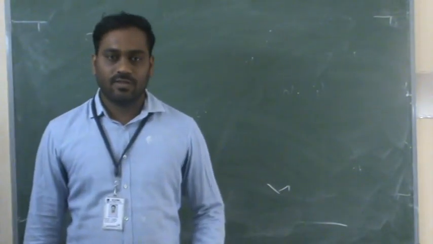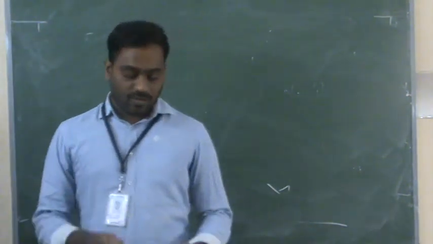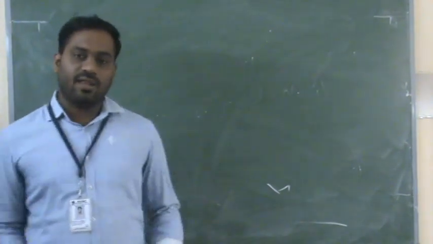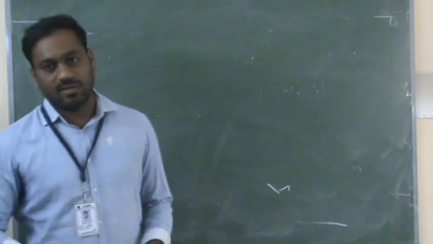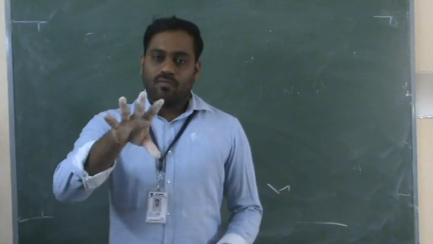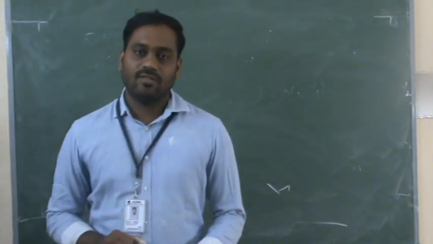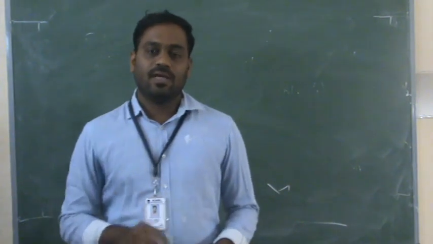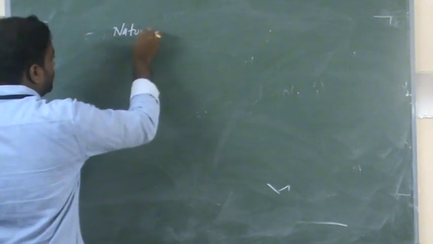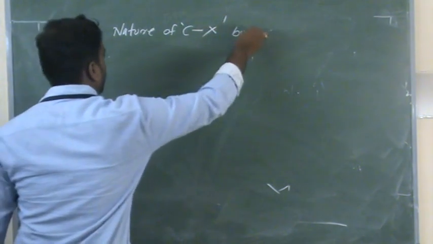Now we are going to discuss the very important topic of the chemical properties and physical properties of haloalkanes and haloarenes. In the previous chapter we discussed physical properties at last, and now we are going to discuss chemical properties. Before going to the chemical properties, all chemical properties of these haloalkanes and haloarenes depend upon the nature of the C-X bond. What is the meaning of the nature of the C-X bond? This I want to discuss now.